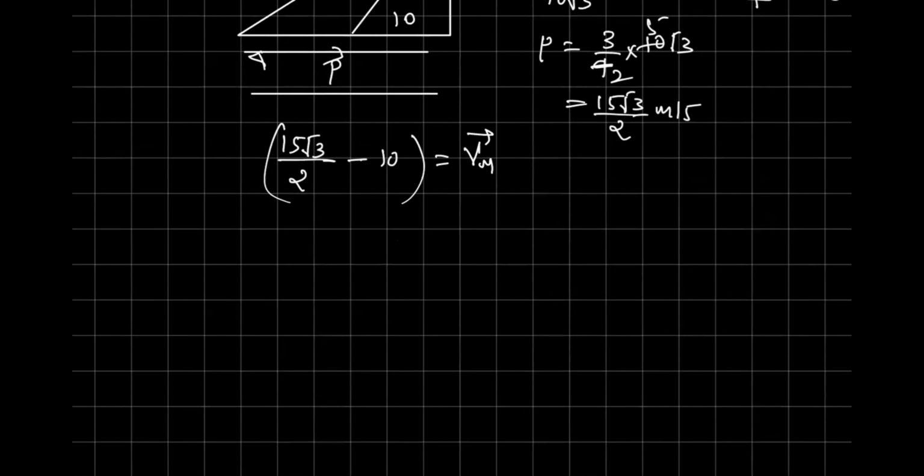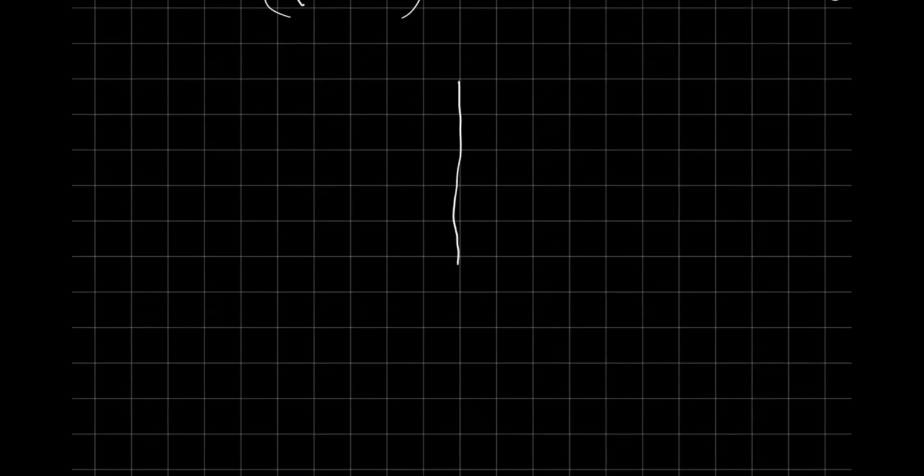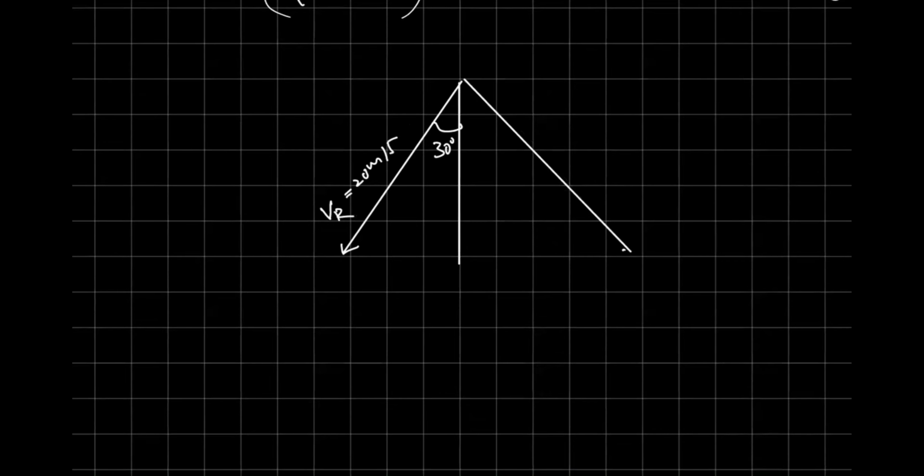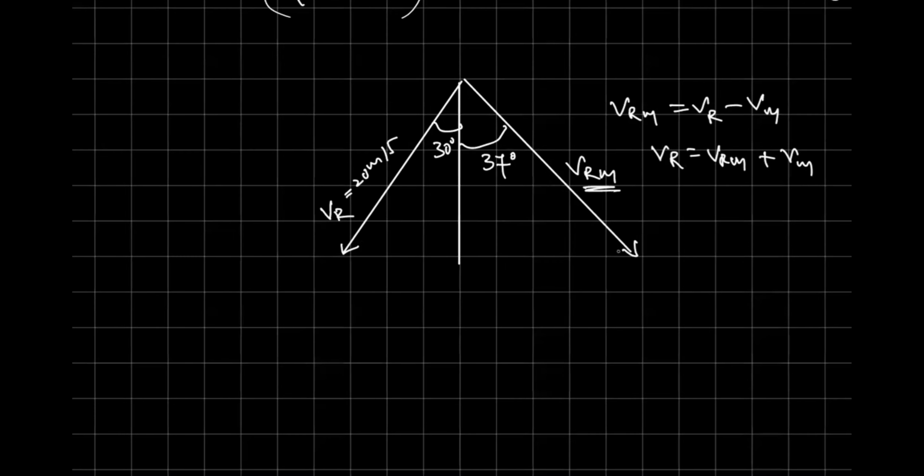There is another possibility. What can happen? We know this is our vertical direction. This is our initial velocity of rain, that is 20 meter per second, and this angle is 30 degree. It can happen that the person can see 37 degree on the other side. This side he can see one. So this is the velocity of rain with respect to man. I can write velocity of rain with respect to man is equal to velocity of rain minus velocity of man, or we can say velocity of rain is equal to velocity of rain with respect to man plus velocity of man. So I can say this is the velocity of man actually.